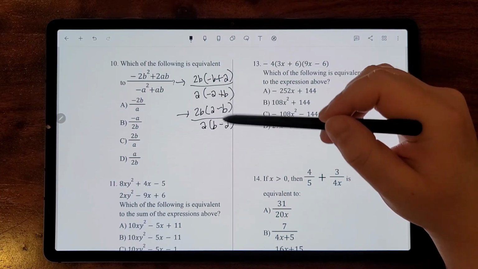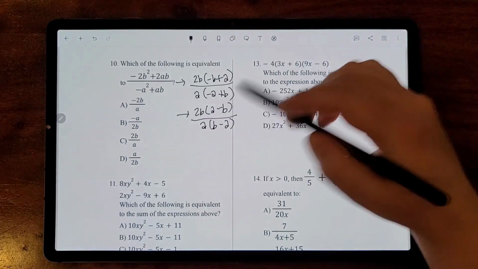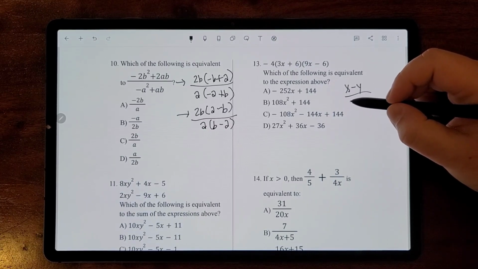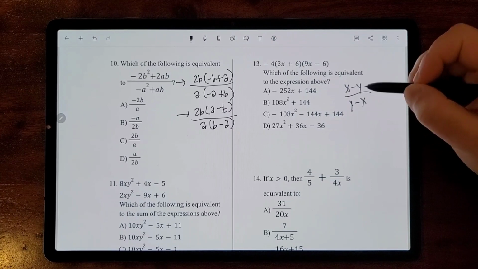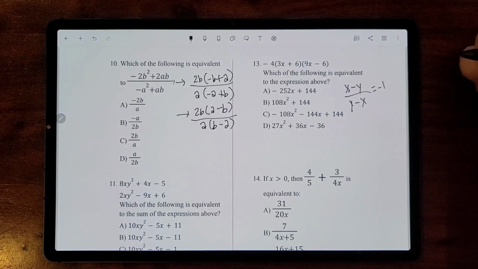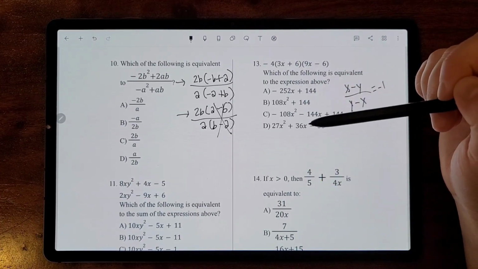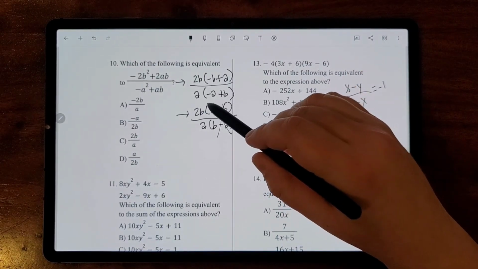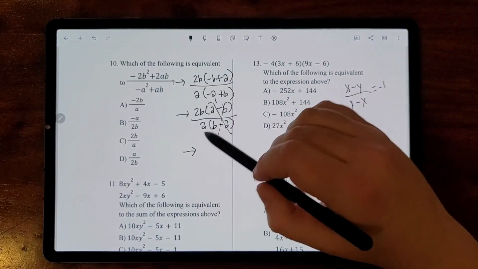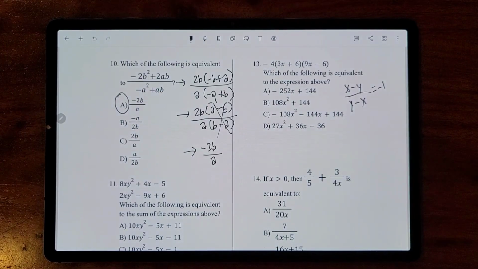So now I see something that's easier for people to see usually with x and y. Let's say I have x minus y over y minus x. Whenever they reverse it like that with subtraction, there's a trick where you just know that this always cancels out to negative 1. So that's what we can do here. We can say that cancels out to negative 1. Then negative 1 times 2b over a is going to be negative 2b over a. So it'd be that one.